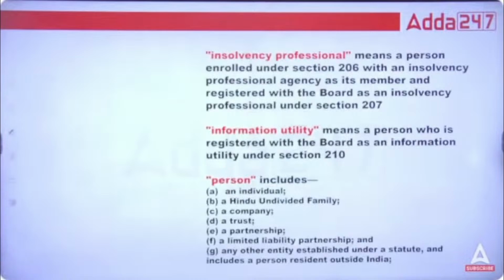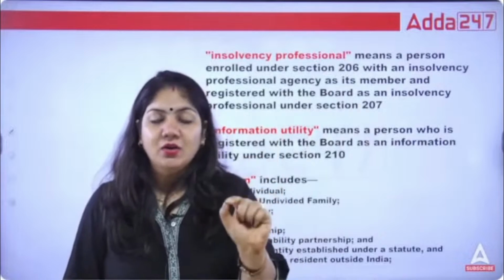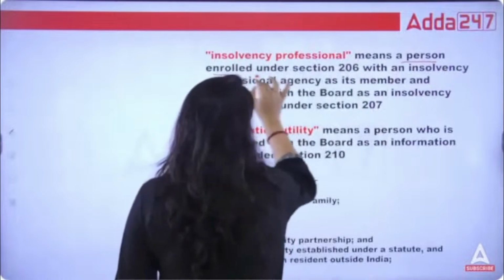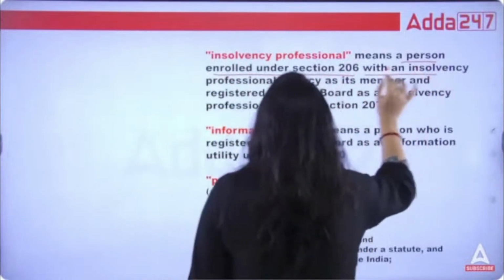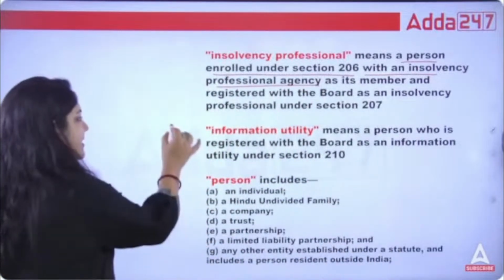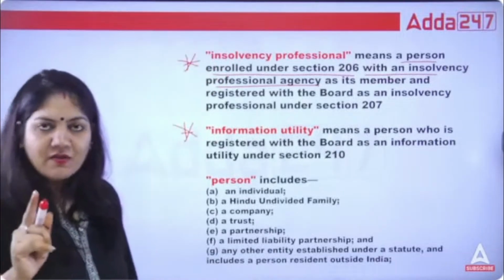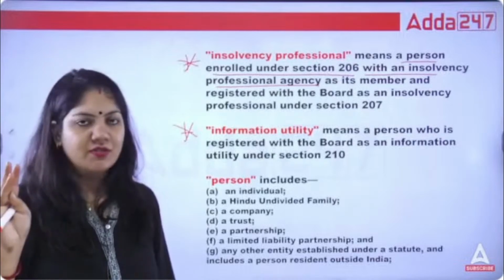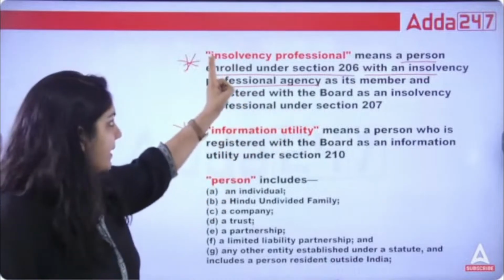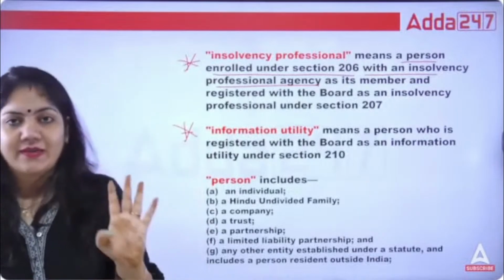Next, insolvency professional. The insolvency professional is one of the pillars of IBC. These professionals are persons enrolled under section 206 with an insolvency professional agency. That's it. Information utility is also a pillar. Just like the government has three pillars, legislature, executive and judiciary, IBC also has four pillars: adjudicating authority, insolvency professional, information utility, and the last one is IBBI.